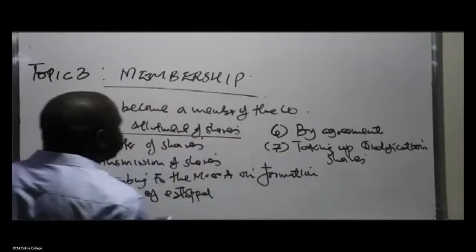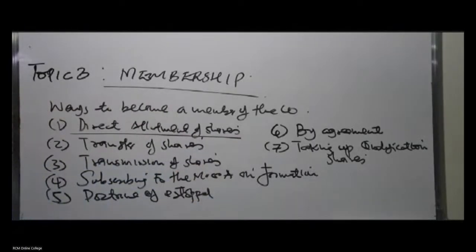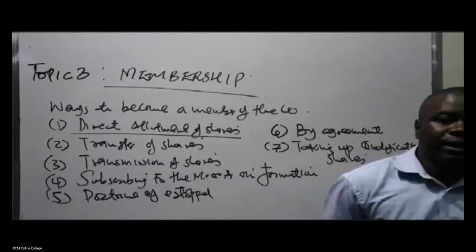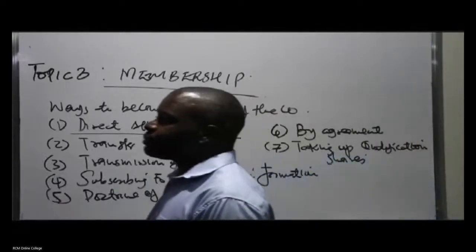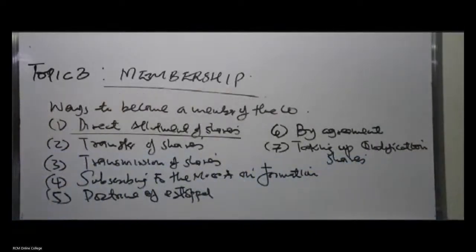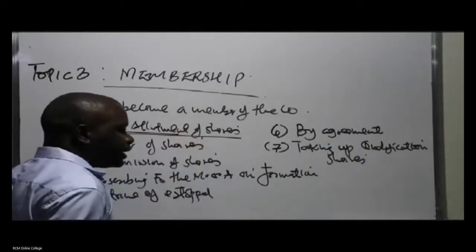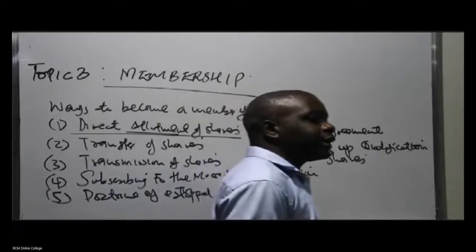So what do you mean by direct allotment of shares? It is like what this company has done, Kenya Pipeline. So they prepare what we call a prospectus, then they invite members of the public to apply or subscribe for the shares, or invite outsiders to apply or subscribe for the shares. Once they do so, eventually the shares will be allotted. So through a prospectus, the company can invite subscription or application for its shares.